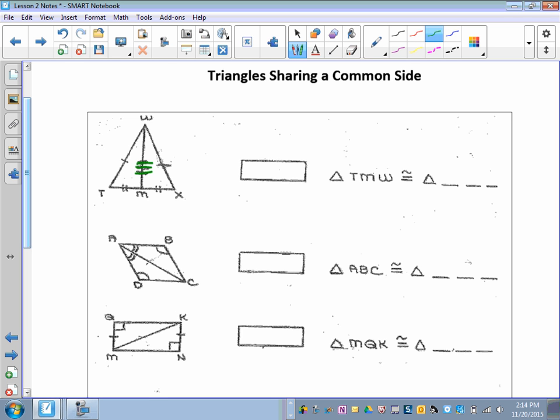So for my first one here, what method would I use? Side, side, side. Alright, and again, be careful with your ordering. T, M, W, X, M, W.